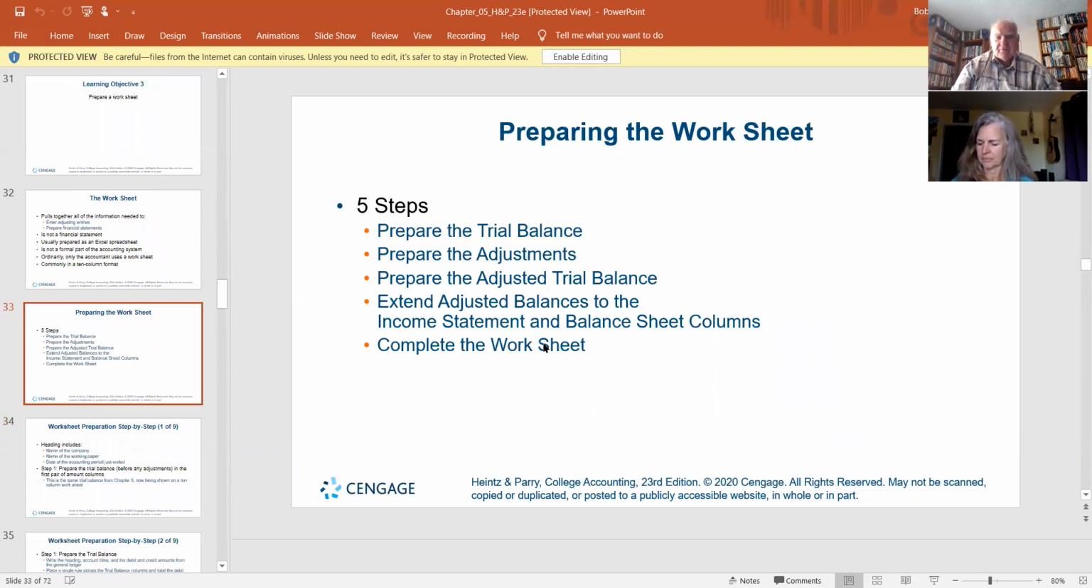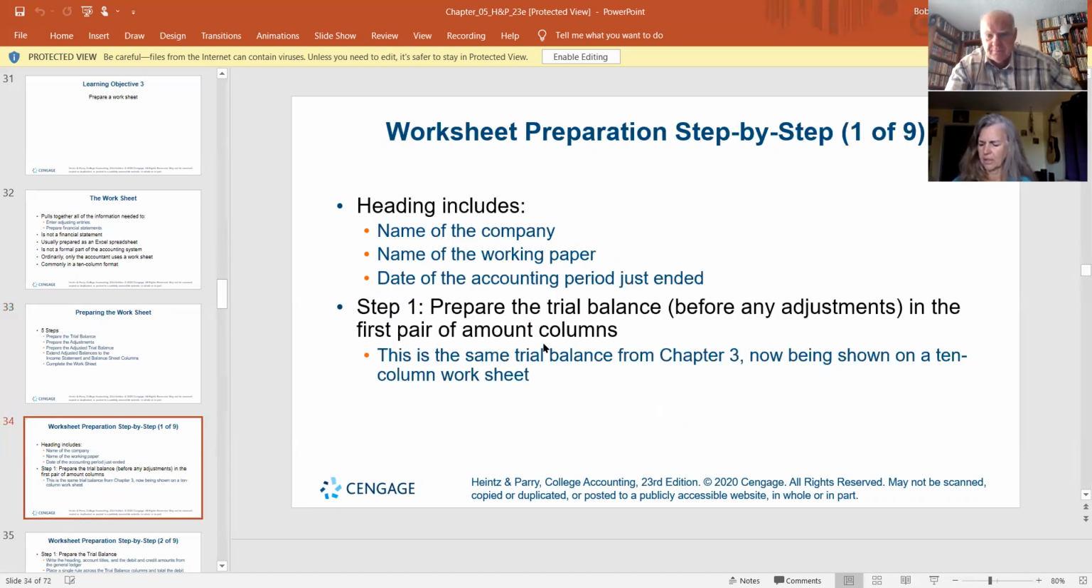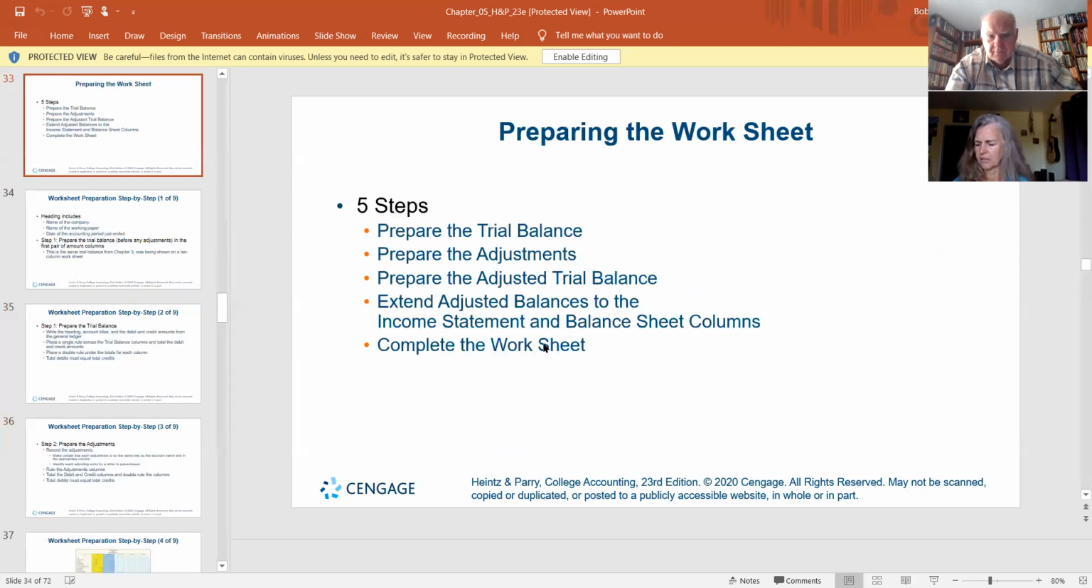So these are your 10 columns right here. The first 2 columns are simply going to be the trial balance. Then the next 2 columns are going to be blank. That's where you're going to post your adjusting entries into that second pair of columns. When you finish that, you're going to take the original, unadjusted trial balance, and debit and credit the activity to come up with the ending adjusted trial balance. And once you have that done, the next 2 columns are simply the income statement, and then the last 2 are the balance sheet.